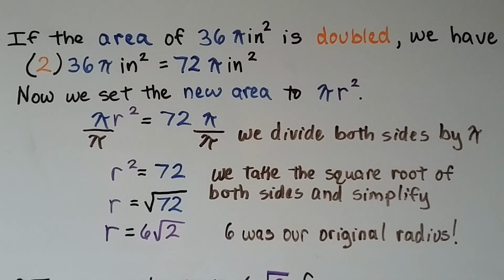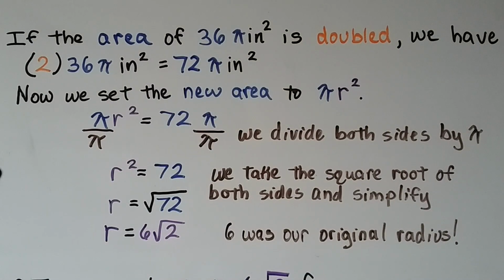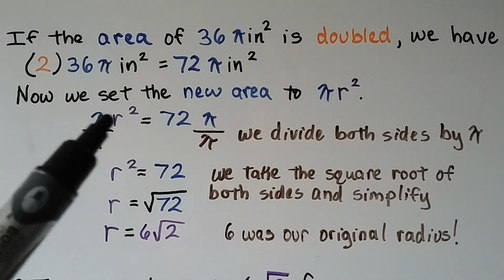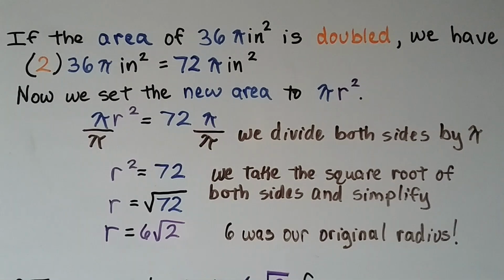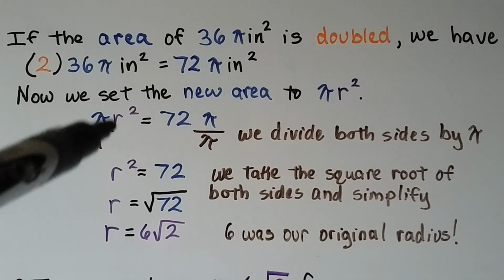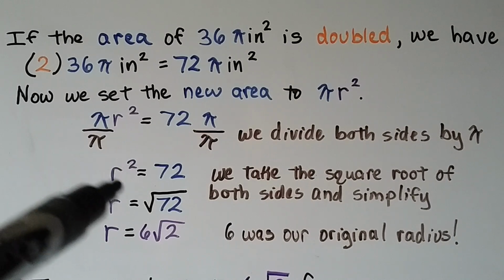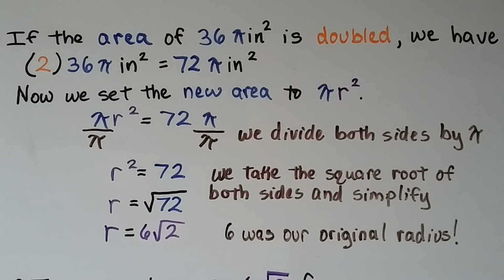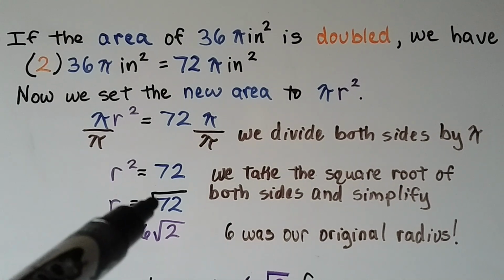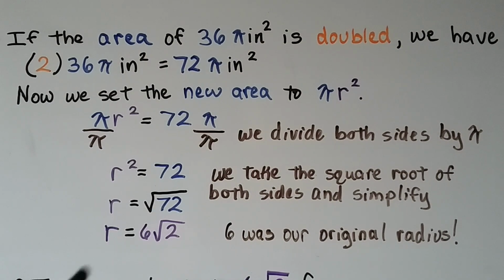If the area of 36 pi inches squared is doubled, we have 2 times 36 pi. That would be 72 pi inches squared. Now we set the new area to pi r squared. So we have pi r squared is equal to 72 pi. We can divide both sides by pi. This cancels out as a 1. This cancels out as a 1. So now we just have the radius squared is equal to 72. We take the square root of both sides, take that little 2, remove it by putting a radical sign around the 72. Square root of 72 is 6 square root of 2. And 6 was our original radius.